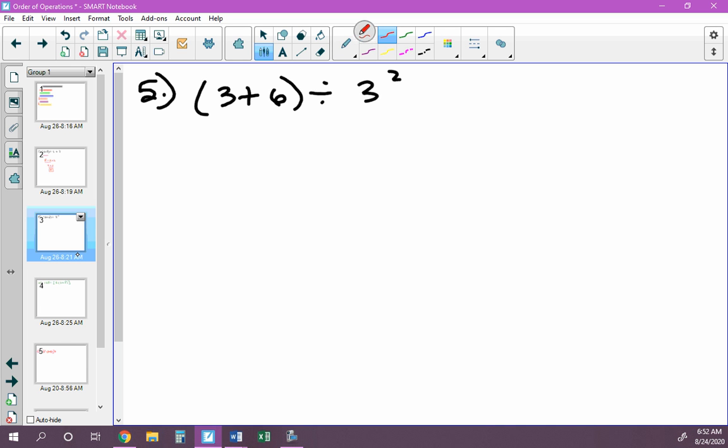Okay, next problem. We've got 3 plus 6 in parentheses divided by 3 squared. So my operations here, I've got parentheses, division, and exponents. So if you're remembering the acronym PEMDAS, parentheses should always come first. So I need to do 3 plus 6, which is 9. Bring down the rest of the stuff that I have. Now I've got division and exponents. So which should come next? It's PEMDAS, so parentheses, exponents. So 3 squared is 9. Bring down the rest of it. Now I'm just left with one operation. 9 divided by 9 is 1.